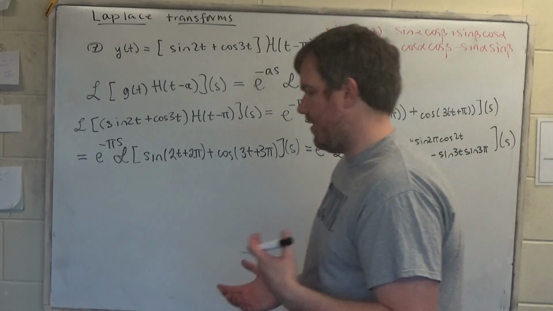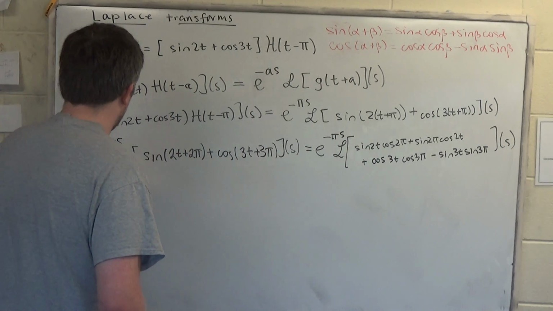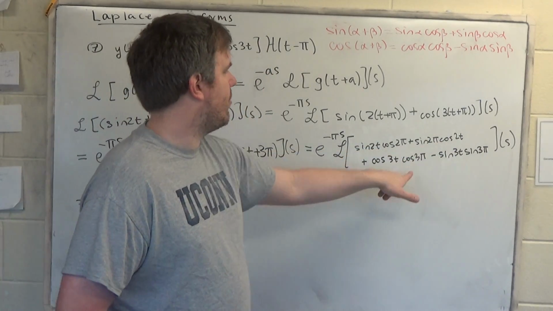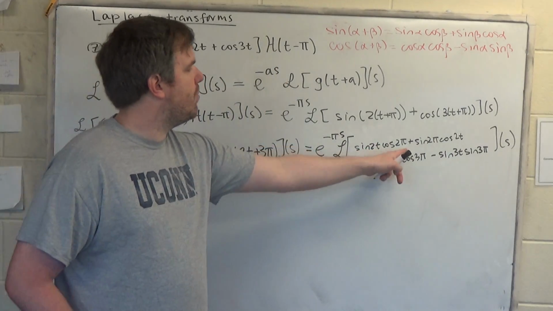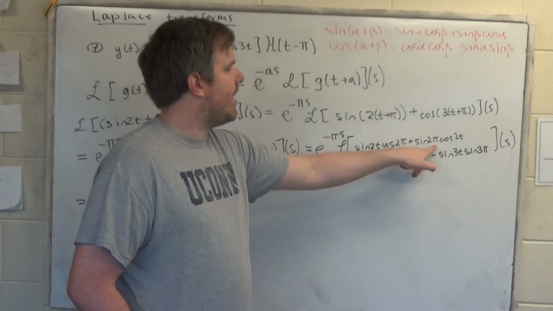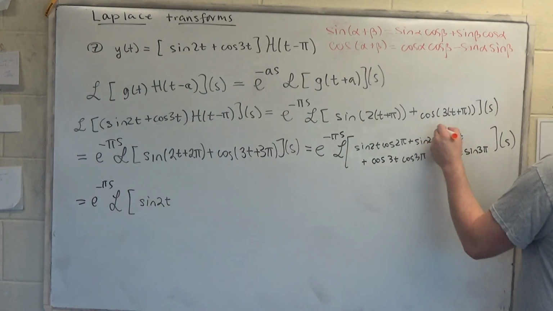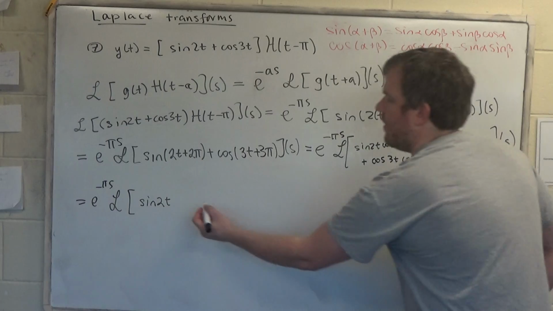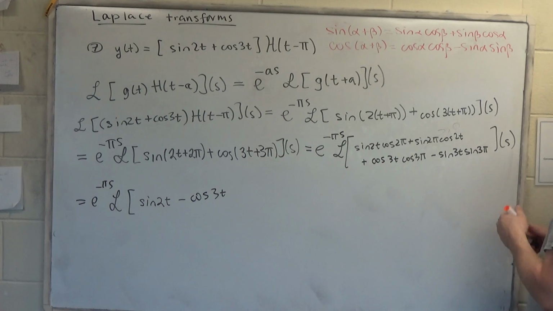And before I try to take any Laplace transforms, we can simplify the inside of this because we know what the sine and cosine of 2 pi are, and we know what the cosine of 3 pi and the sine of 3 pi are. In particular, the cosine of 2 pi is 1, so this is sine of 2t. The sine of 2 pi is 0, so that term just goes away. So I'll make that go away in orange. The cosine of 3 pi is negative 1, so we'll get minus cosine of 3t. And the sine of 3 pi is 0.